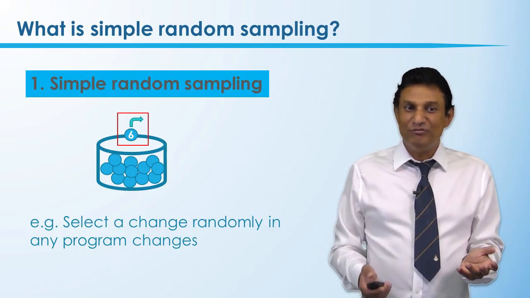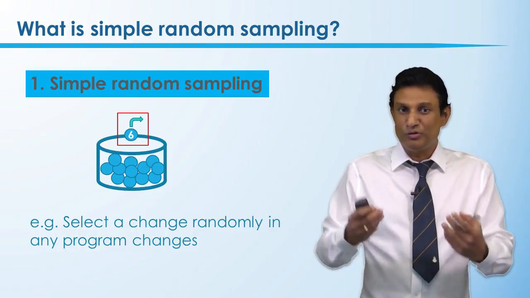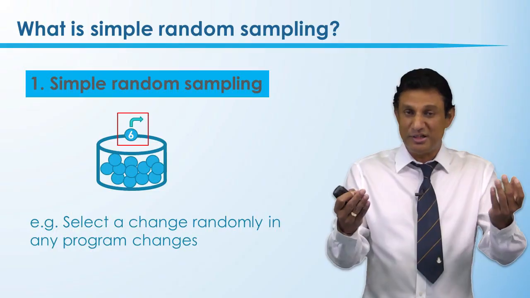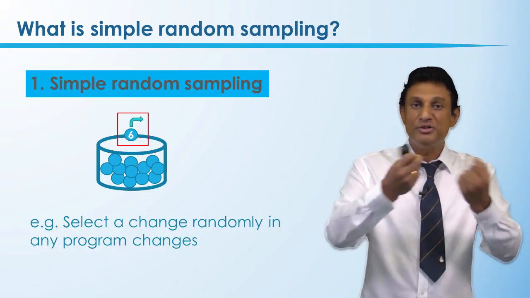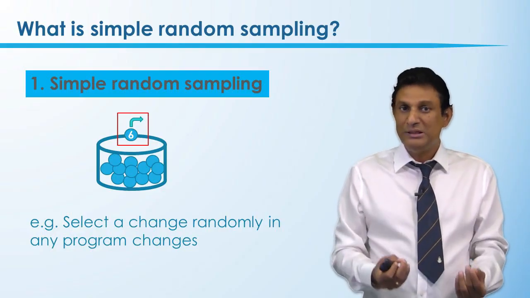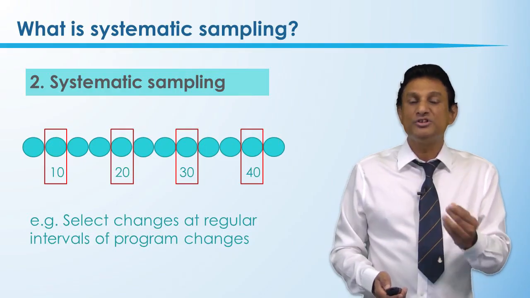I'm sure all of you have an idea what it means. The word says simple, that means we take random. So we have a population of 500. We number all the changes from 1 to 500 and randomly take. If you want to take 20, we randomly take 20 out of 500. So that's simple random sampling. That's the easiest one.